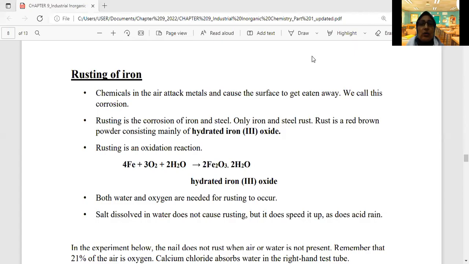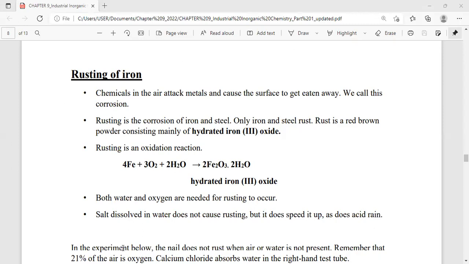In today's lesson, we are going to learn about the rusting of iron. In earlier lessons, we looked at how iron is extracted from the iron ore, and then later on, we looked at how iron is converted to steel. And we also looked at some of the uses of iron and steel.